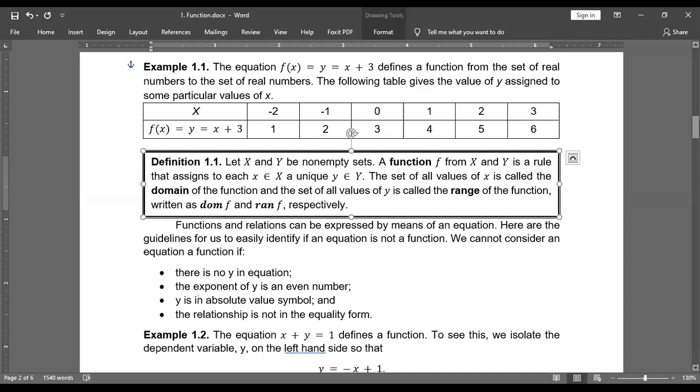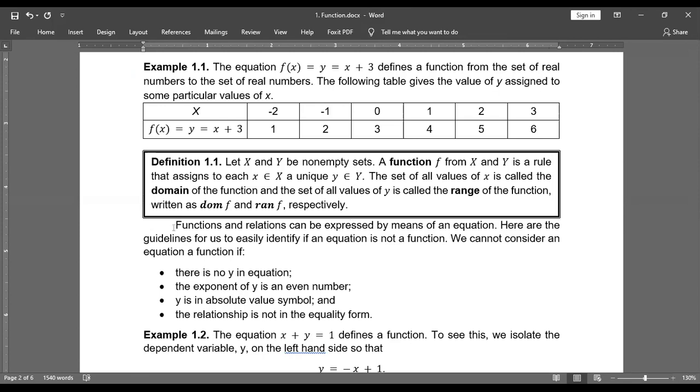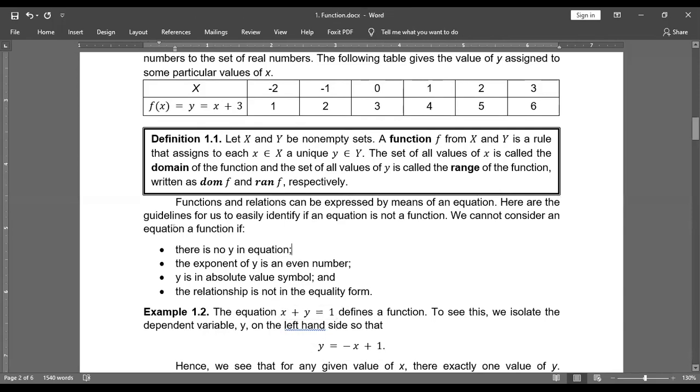Later on, we'll be looking for the domain and the range of functions. But before that, let's recall functions as expressed using equations. So functions and relations can be expressed by means of an equation. Here are guidelines for us to easily identify if an equation is not a function. We cannot consider an equation a function if any of these conditions is satisfied.